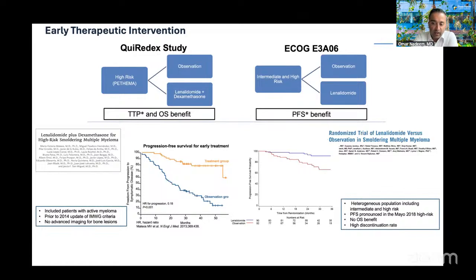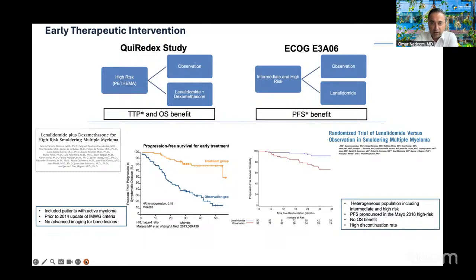And there was a fairly high discontinuation rate of Revlimid. For those that are familiar with Revlimid, we know it can have some toxicities. For some people, it can be a bit tough to stay on that indefinitely. But both of these trials really set the stage for maybe early therapy in these patients being the way to go. However, despite these two positive trials and it making it into the NCCN guidelines, it never really gained widespread adoption. And there were many reasons for this.